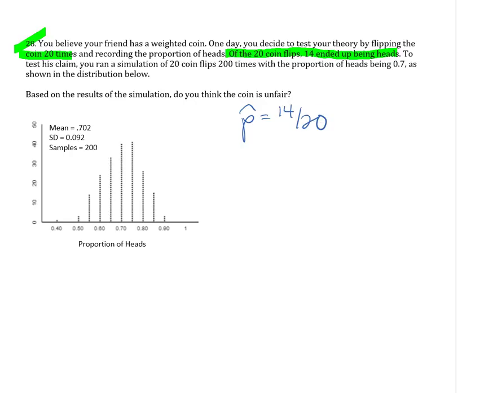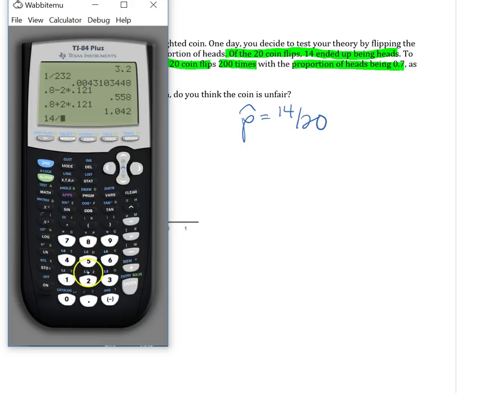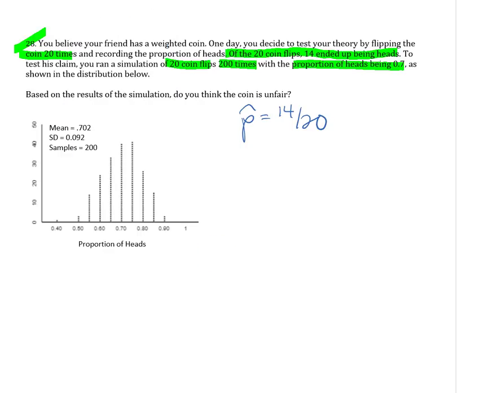To test this claim, he ran a simulation of 20 coin flips 200 times with the proportion of heads being 0.7. If I do 14 divided by 20, that is 0.7. So you ran the simulation now based on the sample. So this is different than the previous one. The previous coin flip question, we ran a simulation based on a fair coin. Right now we're running a simulation based on his coin.